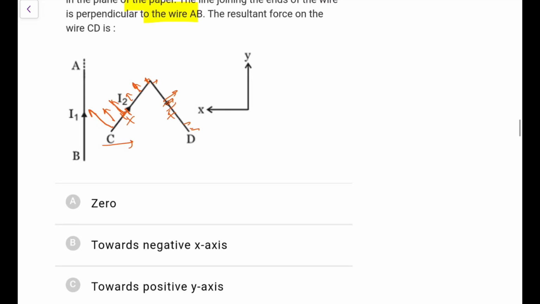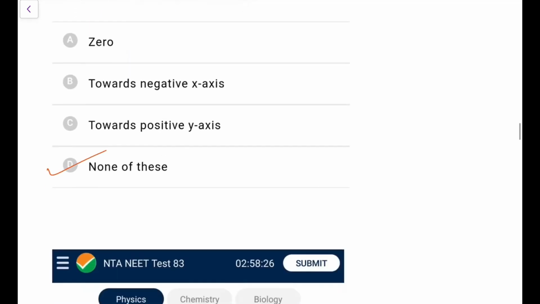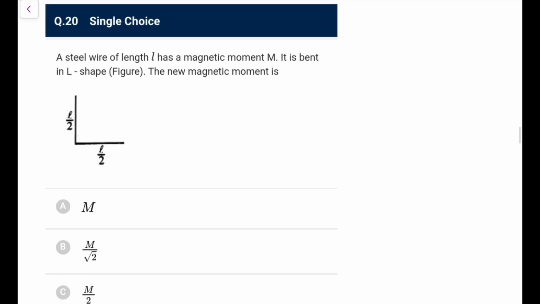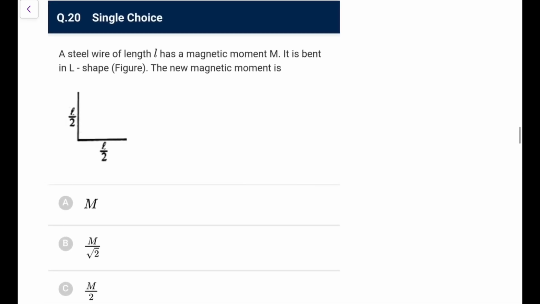So just remember, let me depict it more beautifully for you. It would be something like this. This is maximum, this reduces, reduces again, this further reduces, reduces like this. So the forces won't cancel out like this, so it won't be along positive y, it won't be along positive x. Next, a steel wire having a length L, magnetic moment M, is bent in L shape, the new magnetic moment is.